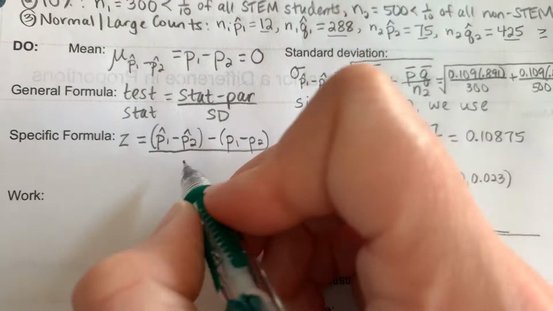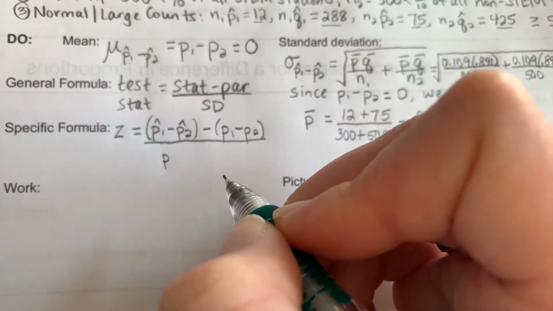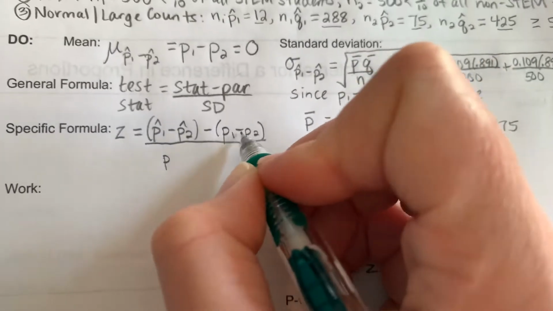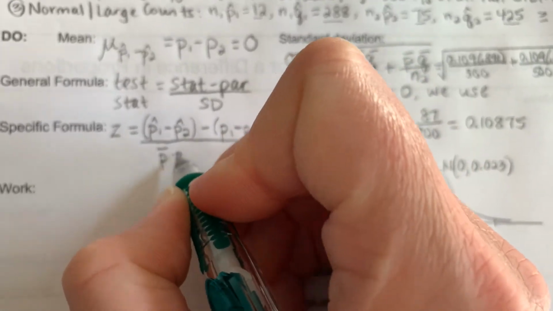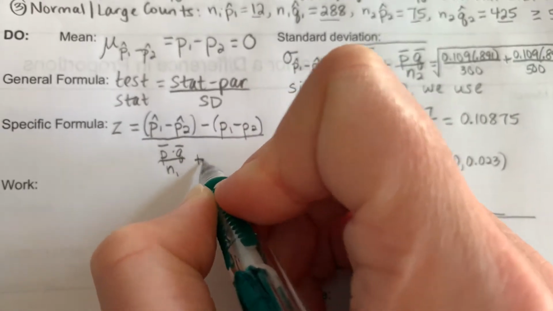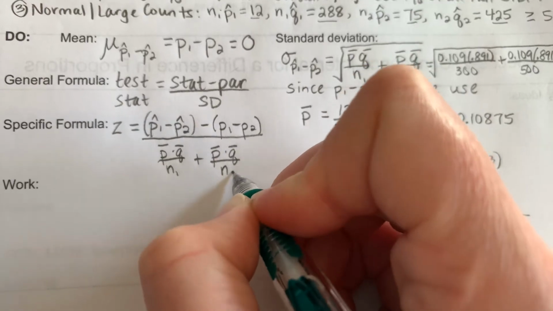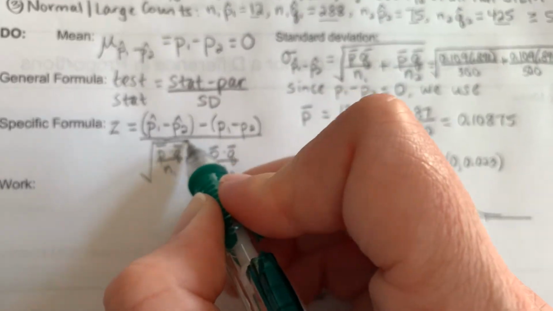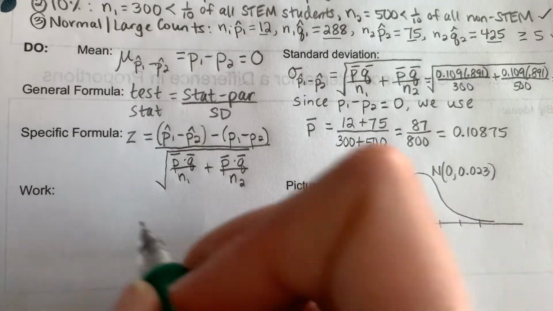Divided by... Okay, so remember again, I don't know what p1 and p2 are, so I just know that the difference between them is 0. So I'm using that p pooled times q pooled divided by n1 plus p pooled times q pooled divided by n2. And I take the square root of all of that. That's my standard deviation.